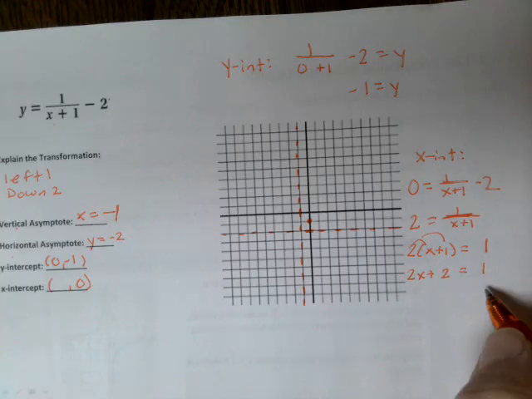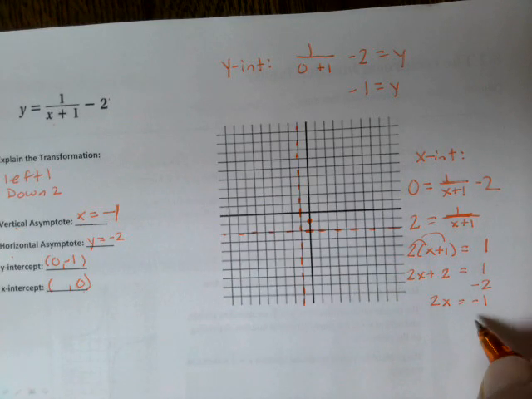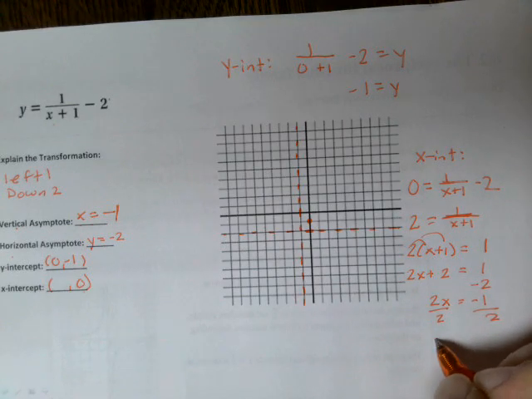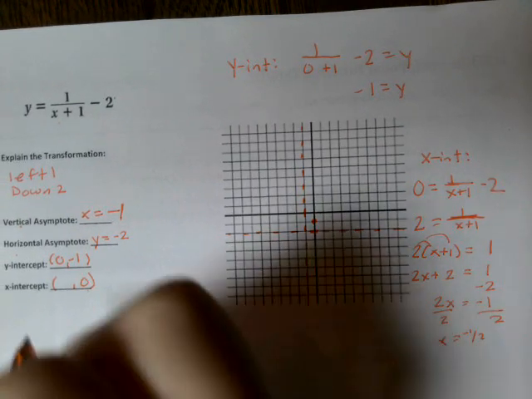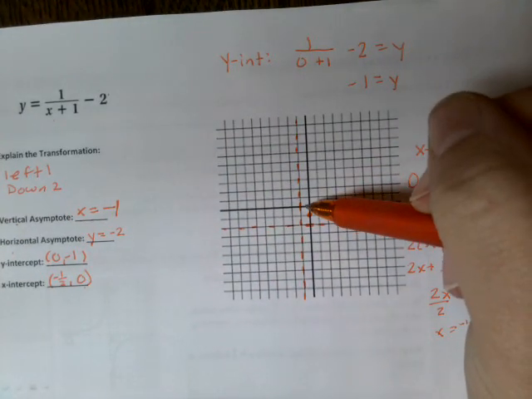So I have 2x plus 2, so I'm going to subtract 2 first. So 2x is equal to negative 1. Divide by 2, and I get x is equal to negative 1/2. So I need to see that written over here. So x-intercept, here's negative 1/2, 0.